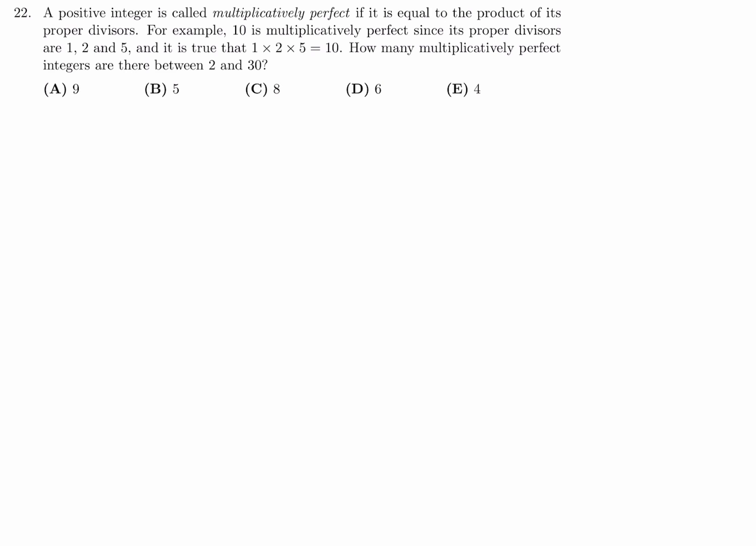A positive integer is called multiplicatively perfect if it is equal to the product of its proper divisors. For example, 10 is multiplicatively perfect since its proper divisors are 1, 2, and 5, and it is true that 1 times 2 times 5 equals 10. How many multiplicatively perfect integers are there between 2 and 30? The first thing I'm going to do is list all the numbers between 2 and 30.